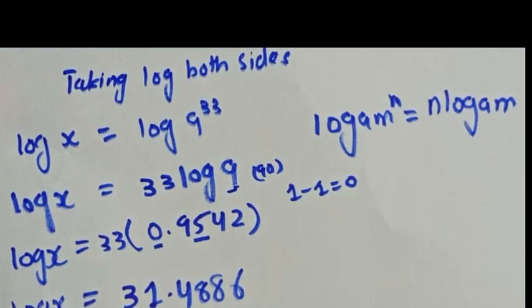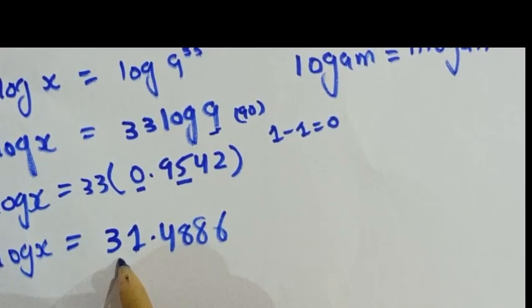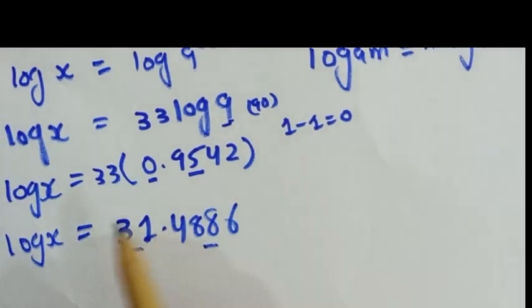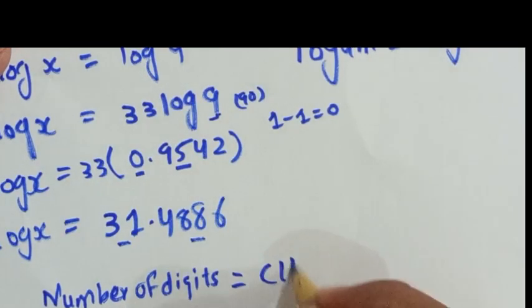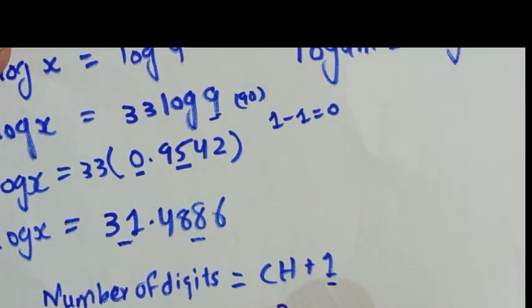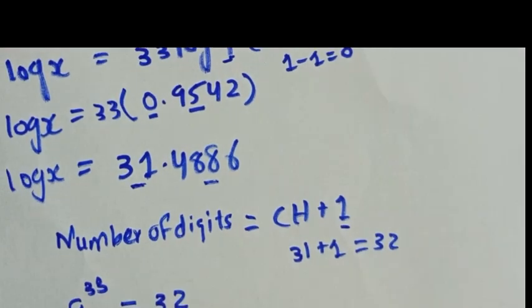Now I am supposed to find the number of digits in it. As my characteristic and mantissa are clear, this is a logarithmic value, so the number of digits is equal to characteristic plus 1. What is my characteristic? That is 31. I will add 1 to it. 31 plus 1 will be 32. So the number of digits of 9 raised to power 33 is equal to 32.